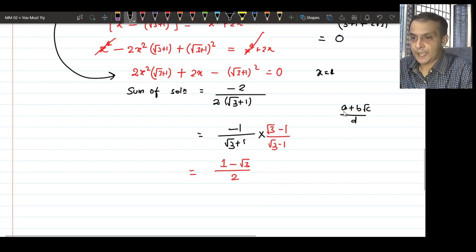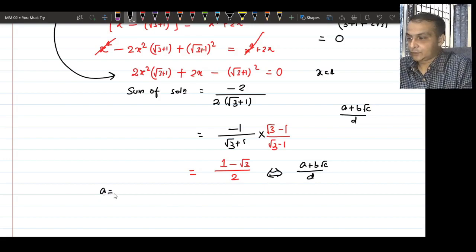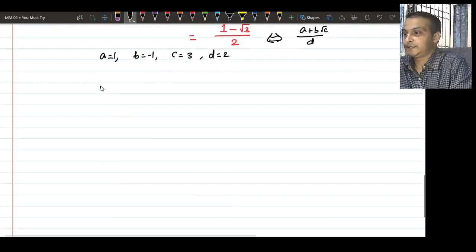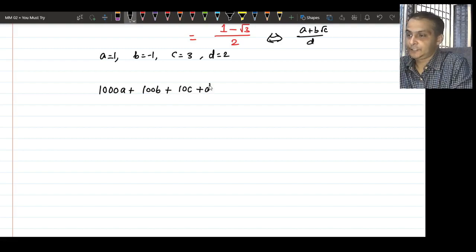And once we compare with this a plus b root c by d, what we get after comparing: a is equal to 1, b is equal to negative 1, c is equal to 3, and d is equal to 2. And what we have to find is this thing, 1000a plus 100b plus 10c plus d. So all that we have to do is put these values there.